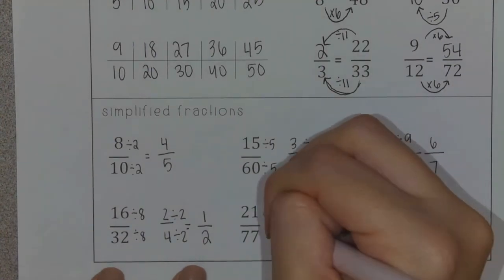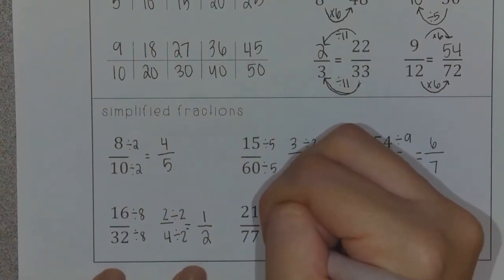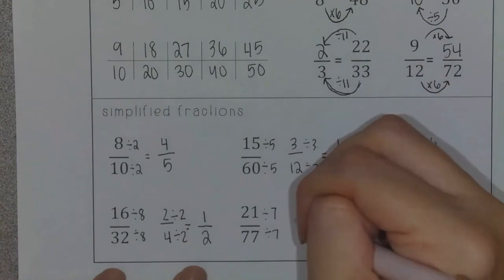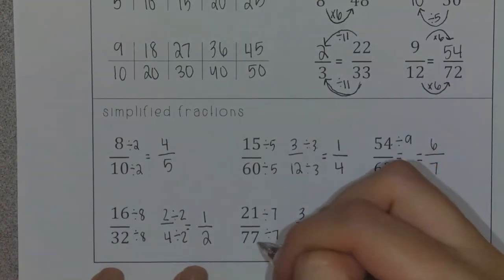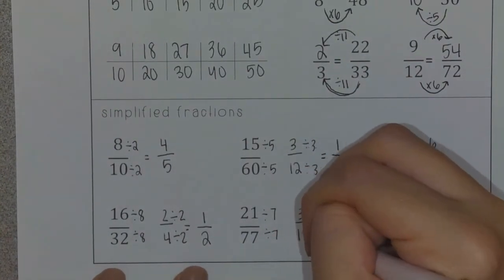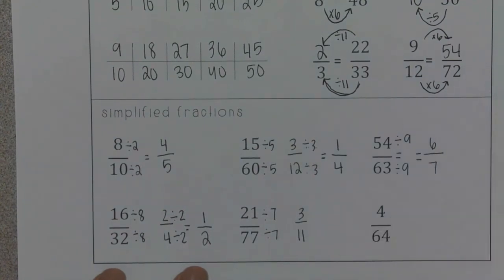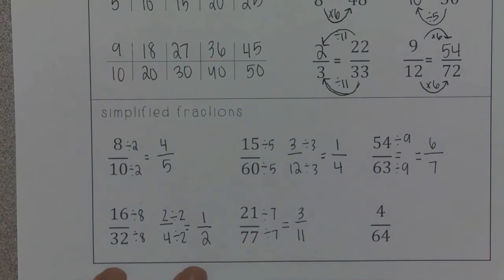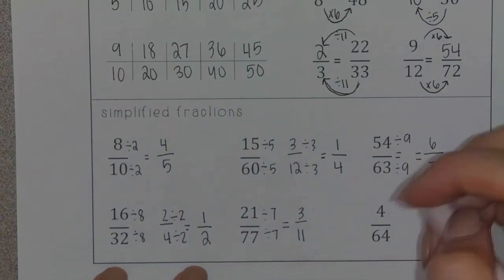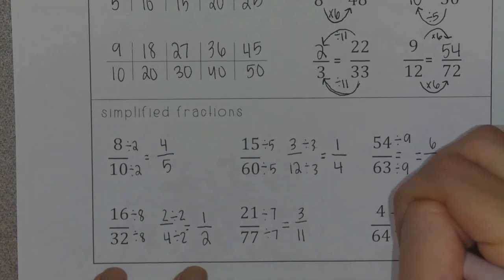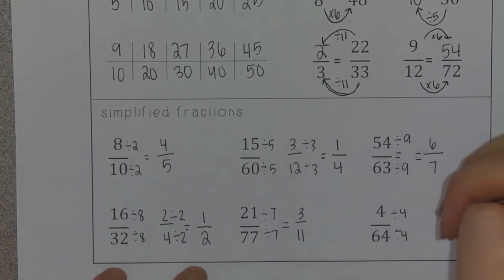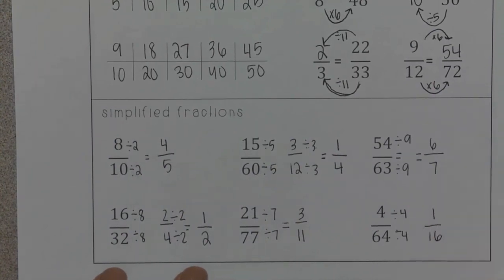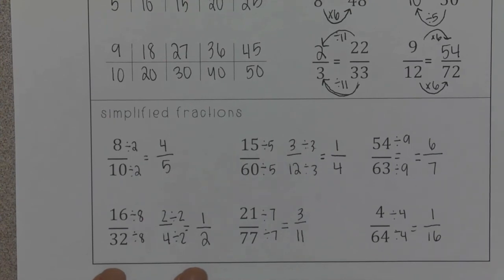Now I have 21 over 77. I know that they're both divisible by 7. So 21 divided by 7 would give me 3. 77 divided by 7 would give me 11. So these are both prime numbers here. They're as small and as simple as I can get. Last but not least, 4 and 64. They are both divisible by 4. So 4 divided by 4 would give me 1. 64 divided by 4 would give me 16. 1 over 16 is as simple as I can get it.